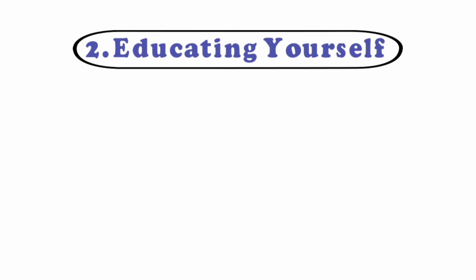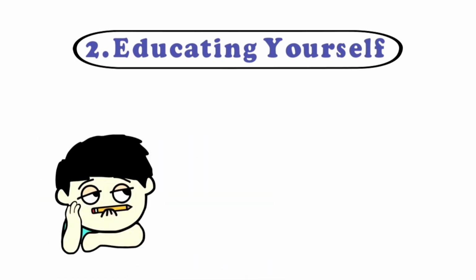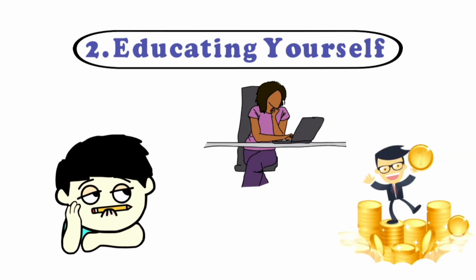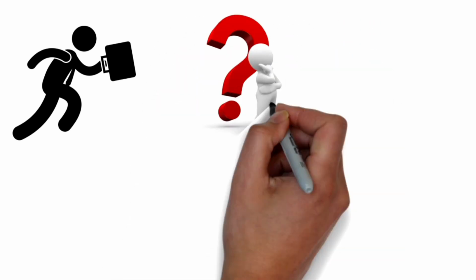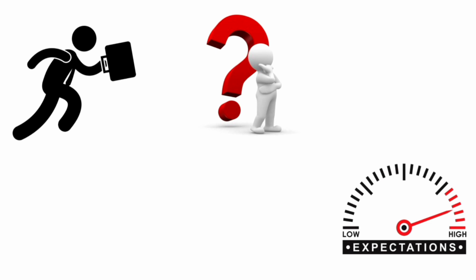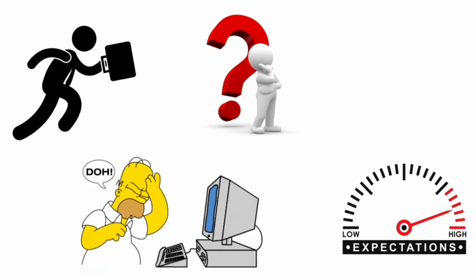Number 2. Educating yourself. Educating yourself on something is very boring and tiring. The temptation of jumping into the market and making instant returns seems very appealing and logical to us. So people jump into the market, they have no knowledge, they have no clue, and they have over the moon expectations. So very few people actually make money.